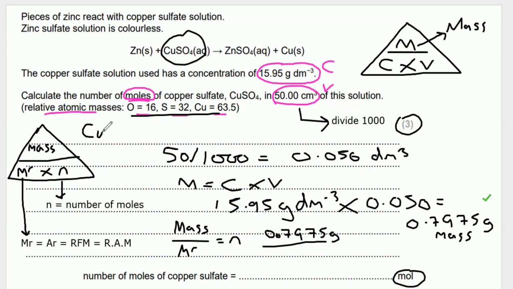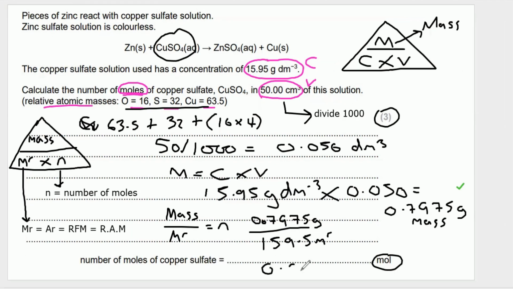What's the Mr of copper sulfate? Well, copper sulfate has the formula CuSO4, which I've circled in the equation. So we want to do 63.5, which is 1 copper, plus 32, which is 1 sulfur, plus 16 times 4 for the oxygen. And that equals 159.5 for the Mr. And if I divide 0.7975 by 159.5, I'm going to get 0.005 moles, or 5 times 10 to the minus 3 moles. And there we go.